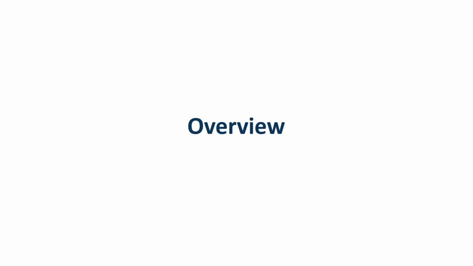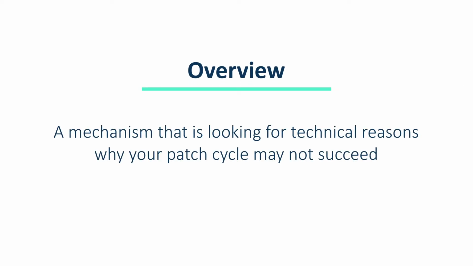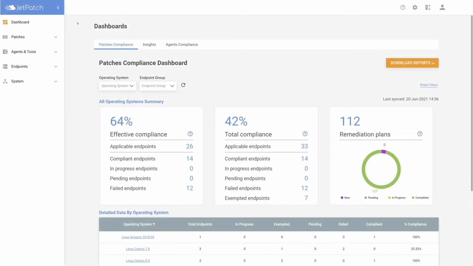So what is predictive patching? Predictive patching is a mechanism that is constantly running in the background of your environment, looking for technical reasons why your patch cycle may not be successful. Let's see it in action.